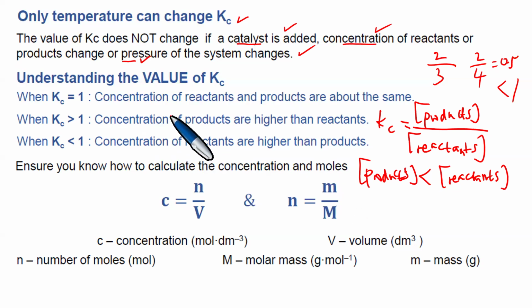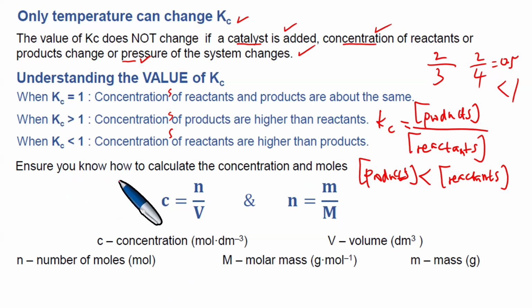So you can even put an S here to mean concentrations of reactants and products are both the same. Concentrations of products are higher than reactants. Concentrations of reactants are higher than products. Obviously, if the concentration of reactants is higher than products, your denominator is bigger. If the denominator is bigger, like 2/4 or 2/3, then the answer is going to be 0 point something, which is smaller than 1.